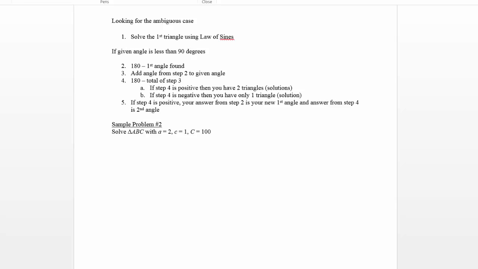Okay, so let's take a look at sample problem 2 here. If you notice up above sample problem 2, I've given you a little checklist, or a little process to follow initially as you're getting accustomed to the ambiguous case, looking for multiple solutions or no solutions while using the law of sines. Now, I don't expect you to memorize this process.